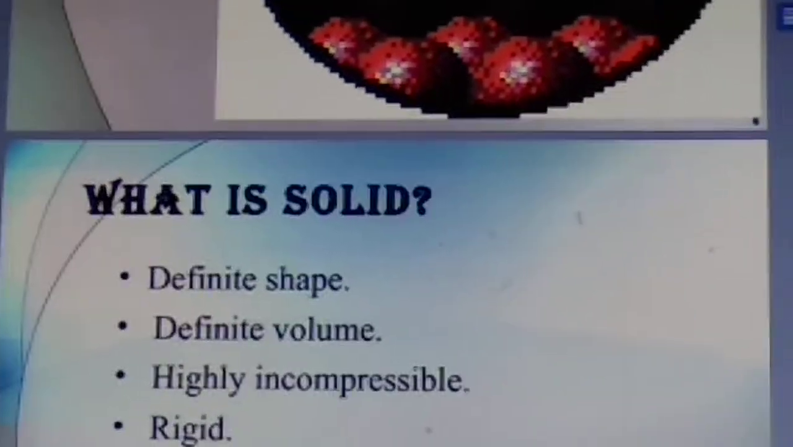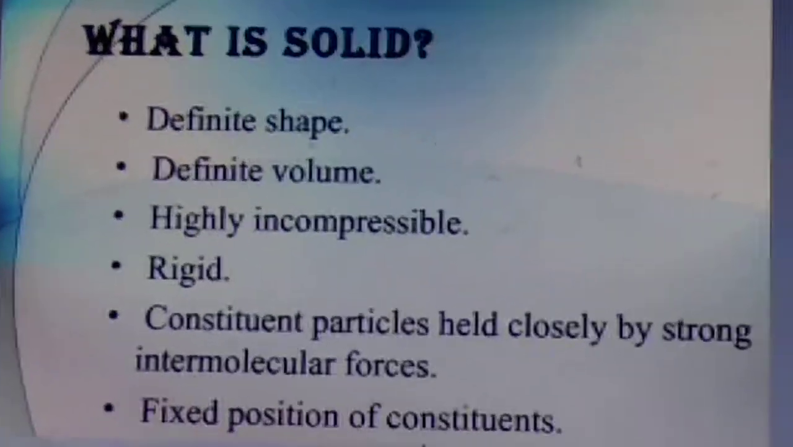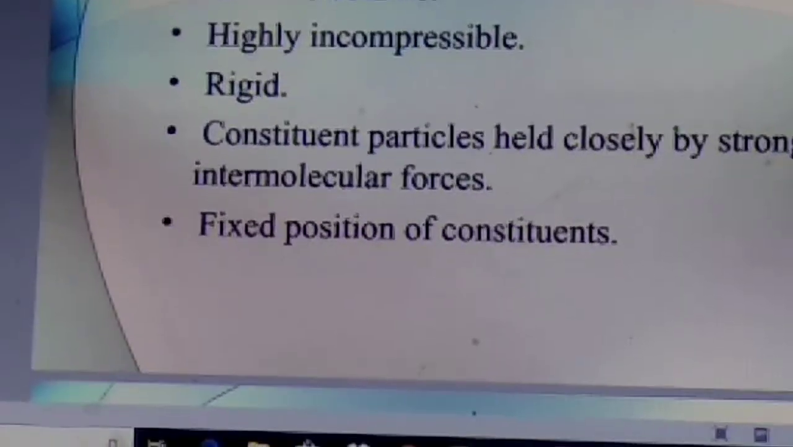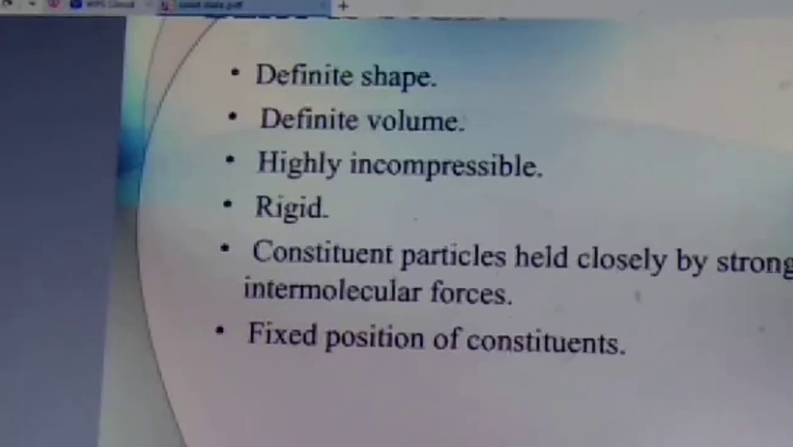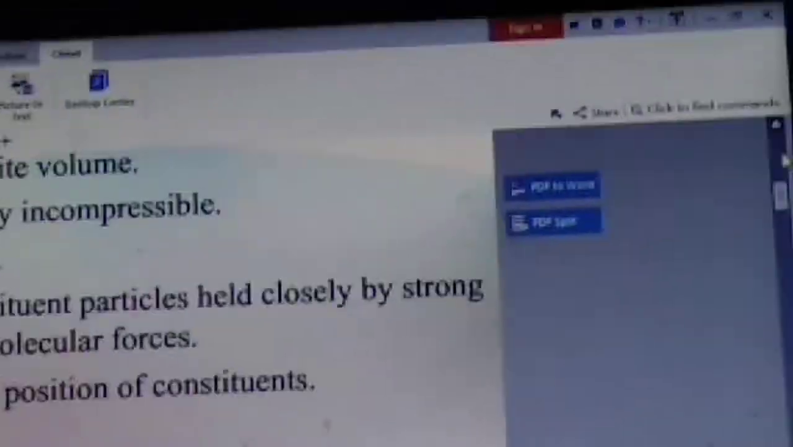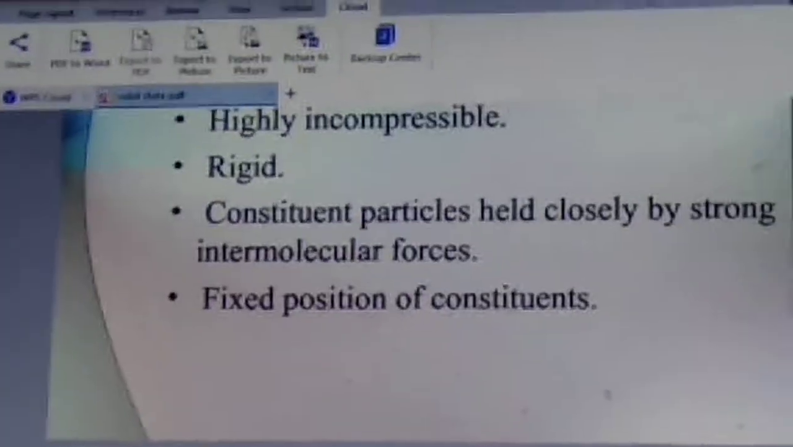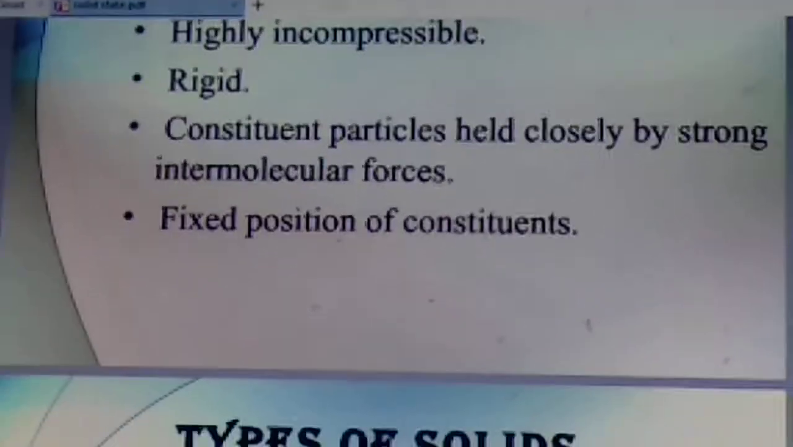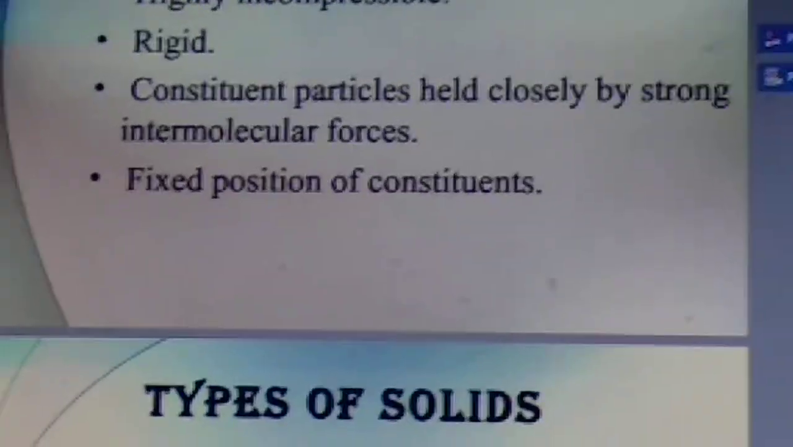Now, we have to start the chapter on solid substances. If I ask what the characteristics of a solid substance are, my dear children: a solid has definite shape, definite volume, is highly incompressible and rigid, its constituent particles are held closely by strong intermolecular forces, and the constituents have fixed positions. In previous classes, we have learned this.